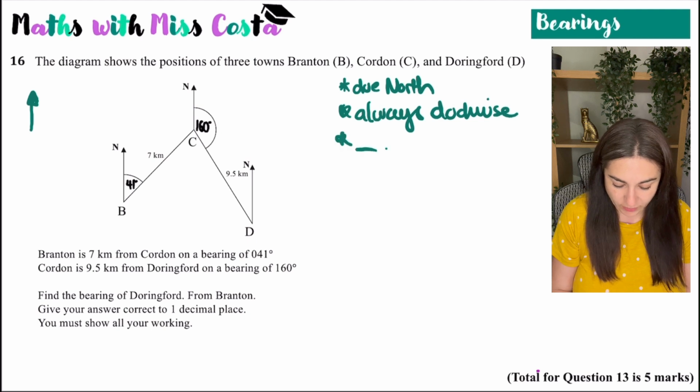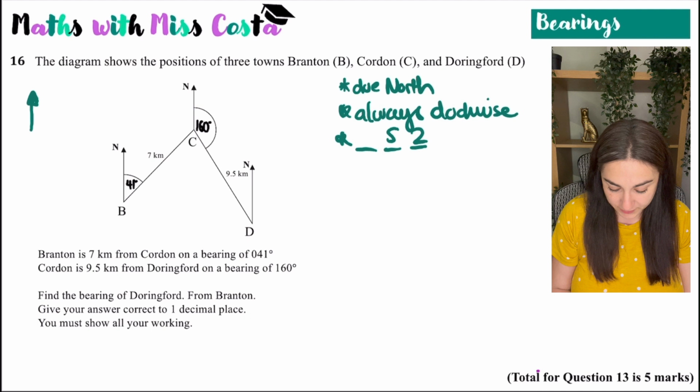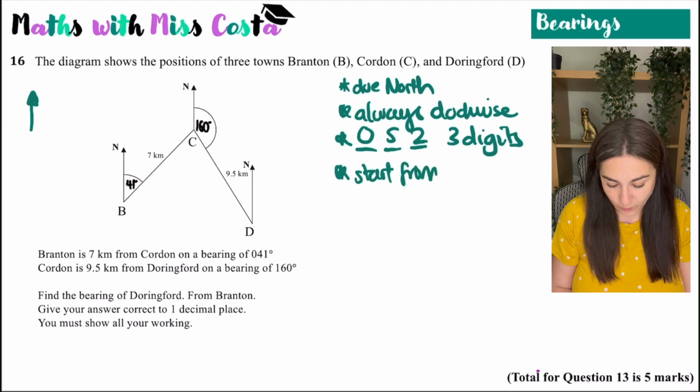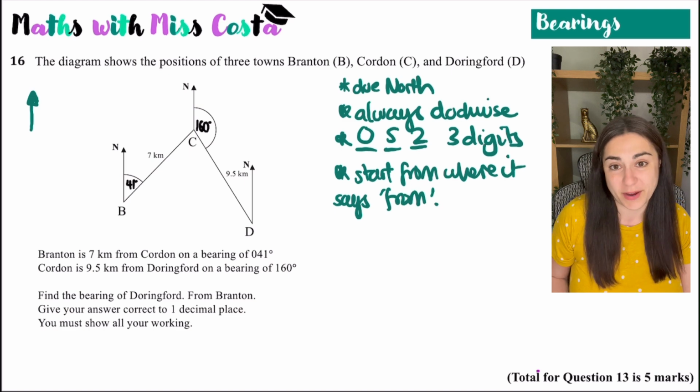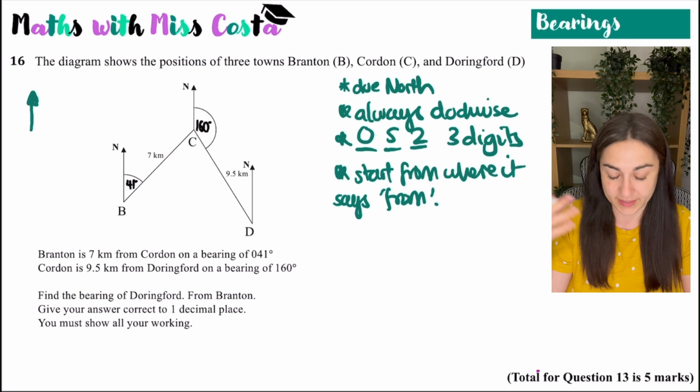You always write them as 3 digits. So if the angle you found was, let's say, 52 degrees, you would write that as 052. And the last thing is that you always start from where it says from. So these are the key things that we need to know. If bearings are a little bit confusing, then just watch the full video that I've done on bearings where I explain through it a little bit more slowly.